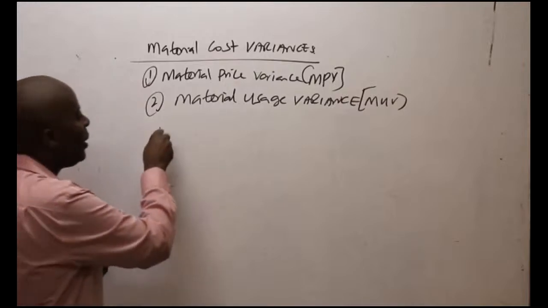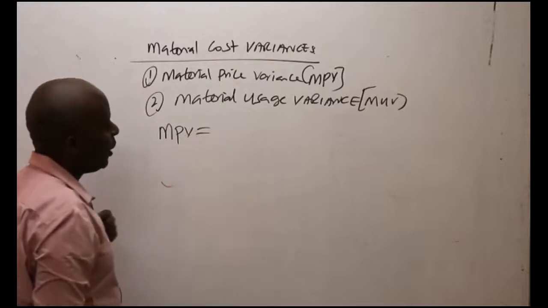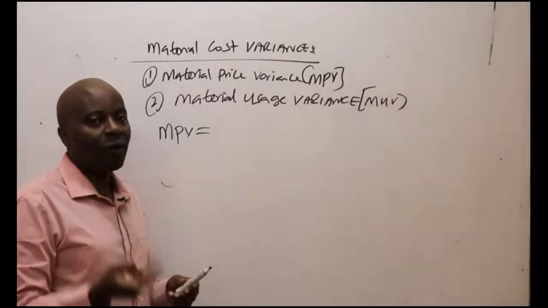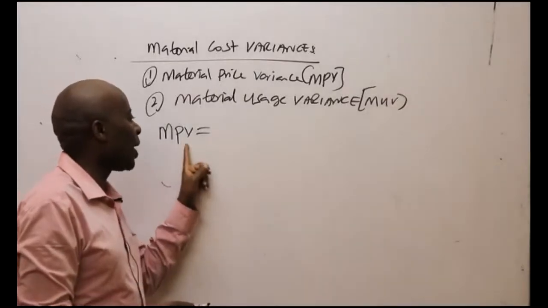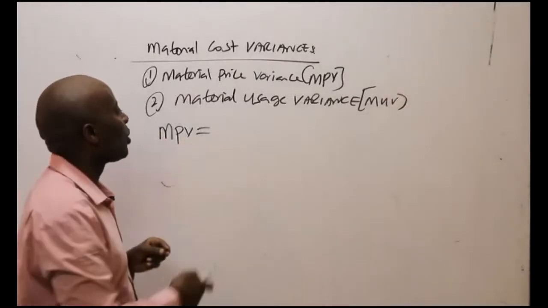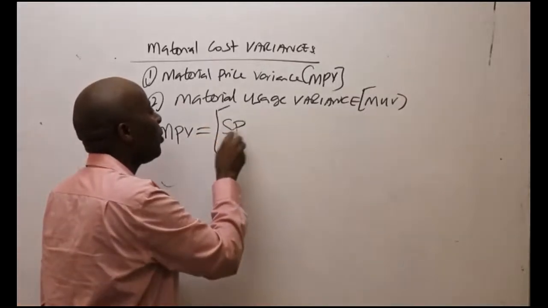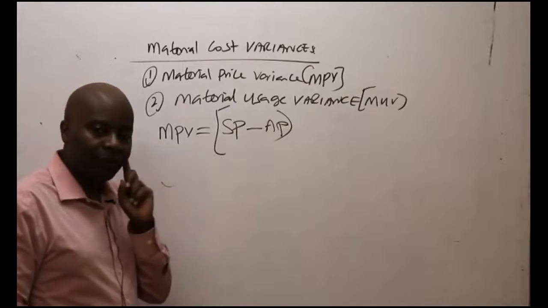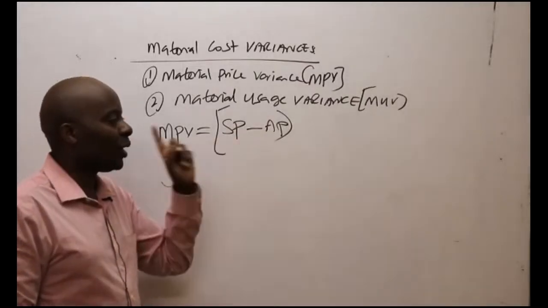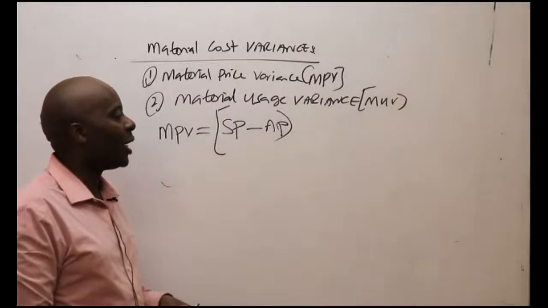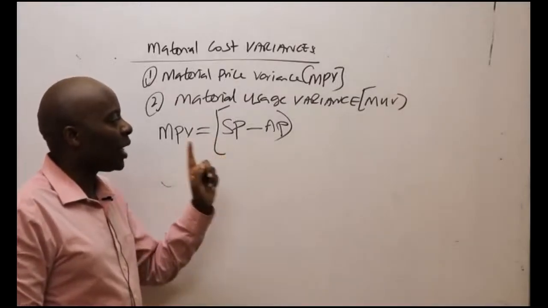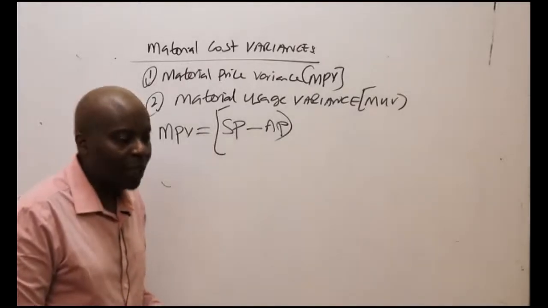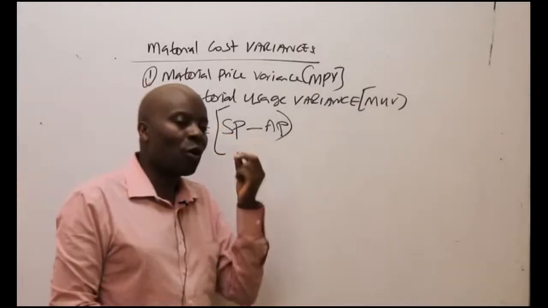So we have material price variance. How do we get material price variance? Variance means difference, the difference between two prices. We have the standard price that we thought we would incur to purchase a kg, and then, of course, we have what we call the actual price. So we have standard price vis-a-vis actual price. And this will be a variance for only 1 kilogram.